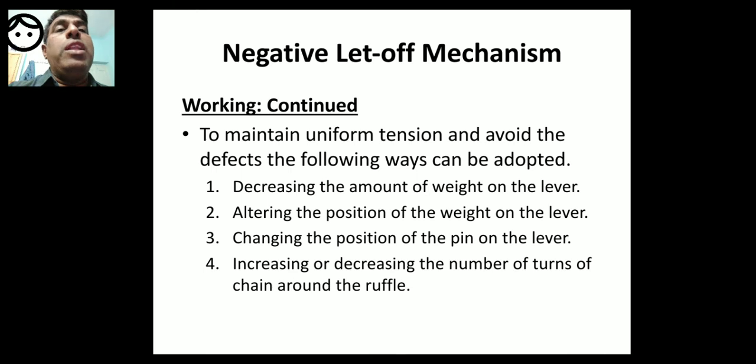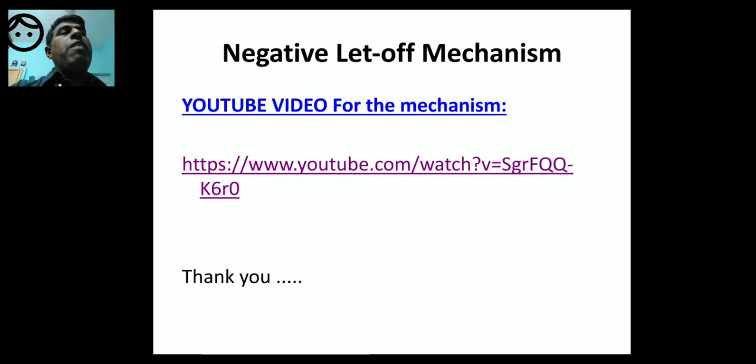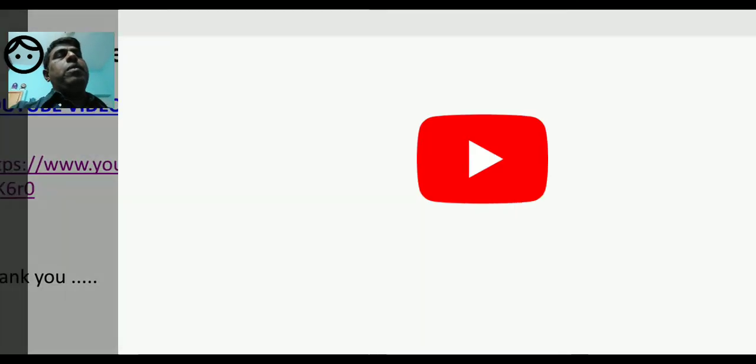So all these 4 points are important, but they are dependent on the width of the beam, width of the warp, type of the warp, count of the warp, and type of fiber of the warp. So all these things. Coming to the next part, I will show you the video one more time.